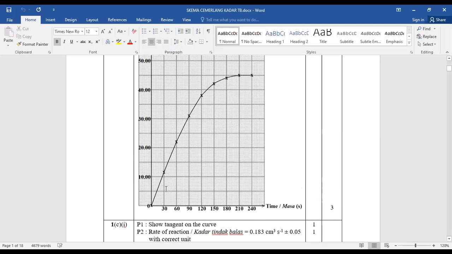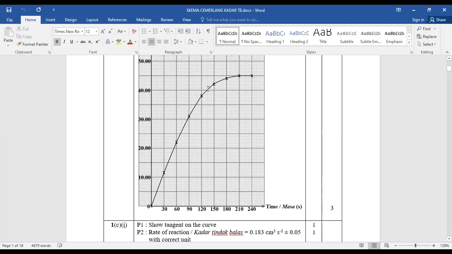Next part. Please put the points all correctly. And you are going to join all the dots using a smooth curve. Okay? Now, next part. I hope you are okay with that graph just now. Now we are going back to our question.